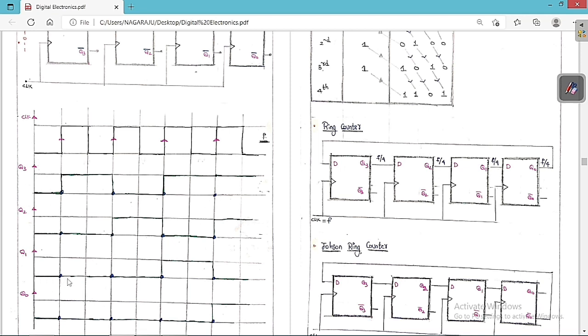Similarly for Q1, you have to see the triggering. At this triggering you have to see the previous state of Q2. So Q2 here is 0, so we are going to get 0 here. Again, for the next triggering, Q2 is equal to 0 just before this, so again we get the same thing.